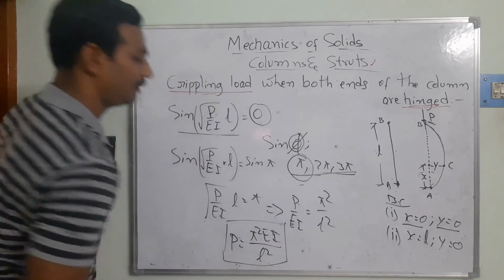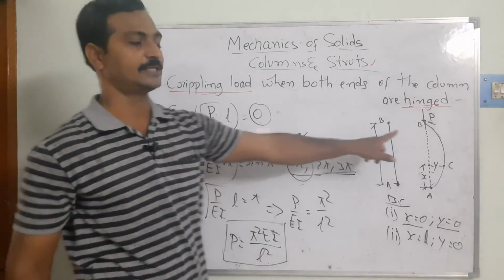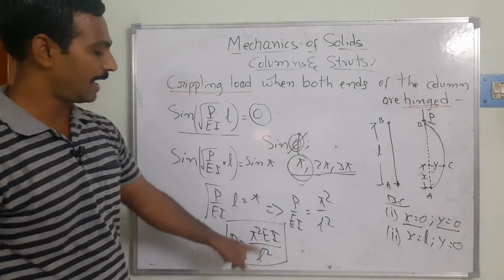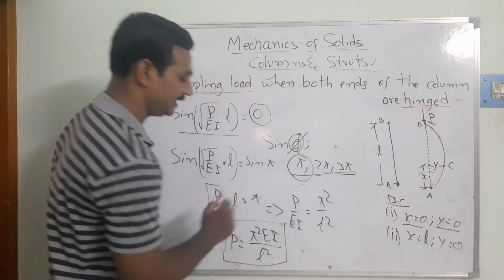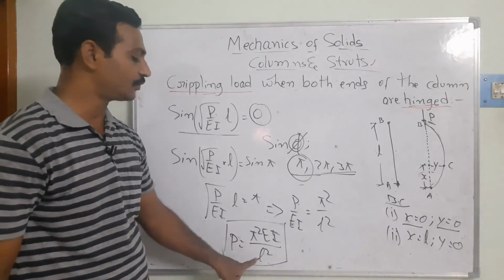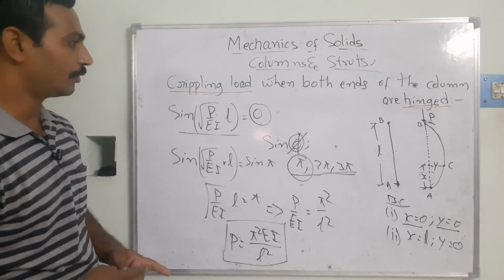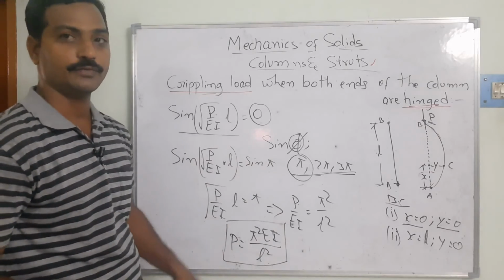So this is the magnitude of the crippling load which is acting on this member. Can you see here, E is your Young's modulus, I is your moment of inertia, and L is the length of the member. On that basis we get the final crippling load of the system.